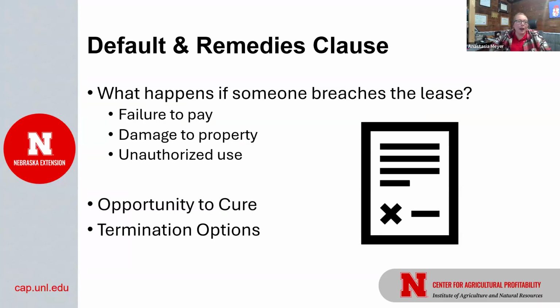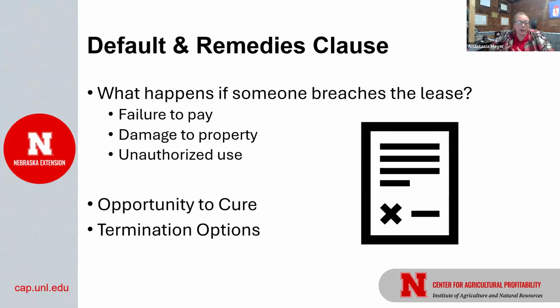So then also, what happens if somebody defaults, or if there are remedies clauses? What happens if somebody forgets to pay or you don't get the check in time? What happens if they have damage to the property, unauthorized use? The first step I would say is first talk to them, call them up on the phone, and then also give them the opportunity to cure potentially. So if the check got lost in the mail and it was honestly a check lost in the mail, not just the supposed situations, give them the opportunity to cure it.